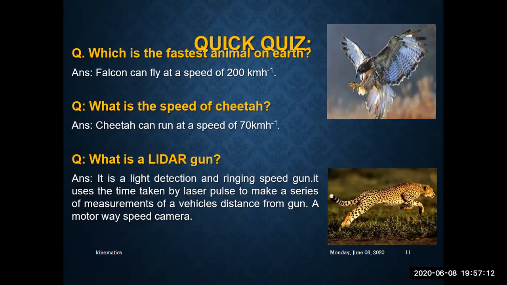And there is the LIDAR speed gun, light detection and ranging. It uses the time taken by the laser pulse to make a series of measurements of a vehicle's distance from the gun. A motorway speed camera uses techniques to calculate the speed of the cars on the road. Most of the time, you people have seen traffic police along the road trying to judge or calculate the speed of the moving cars.